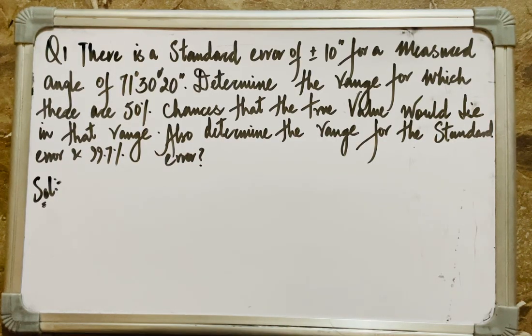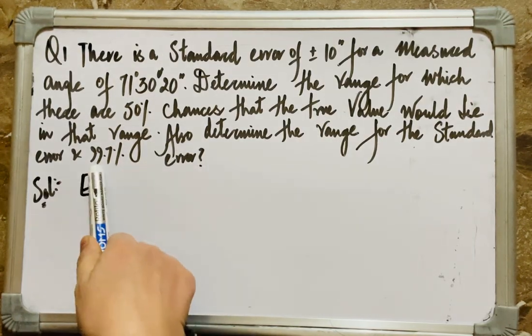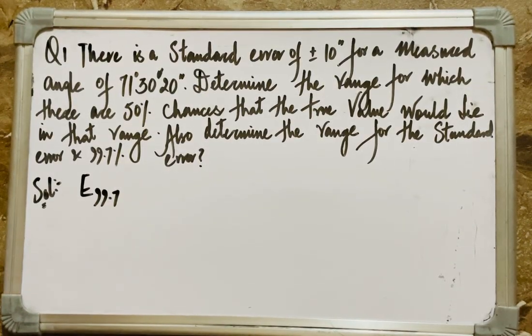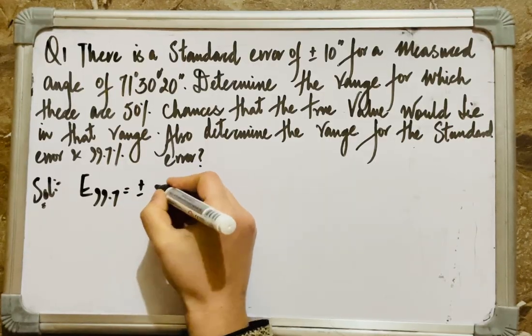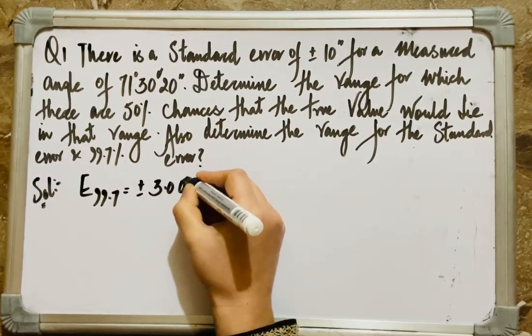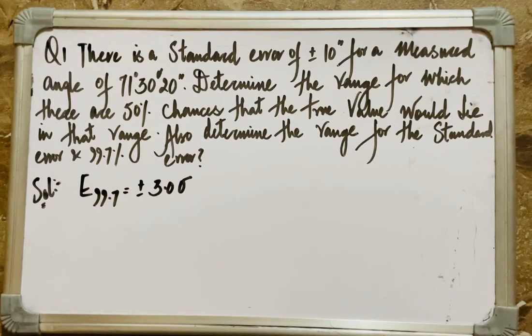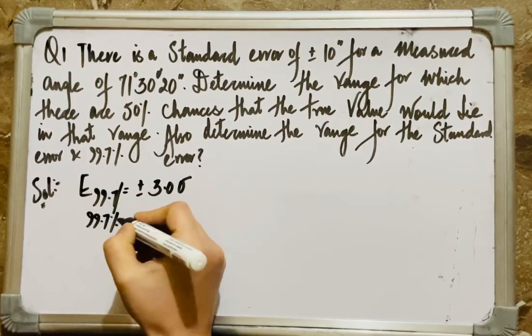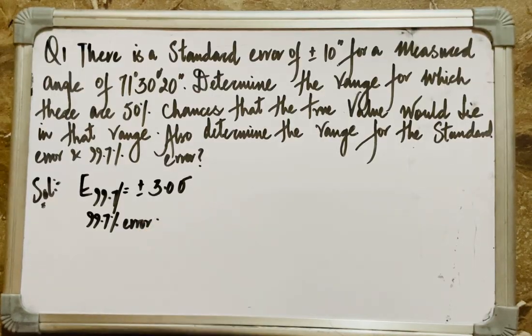99.7% error. We know that 99.7% error is expressed as E99.7. And is equal to how much? Already discussed in the previous video lectures. It is equal to plus minus 3 times standard deviation. E99.7, or the 99.7% error, is given by plus minus 3 times sigma.